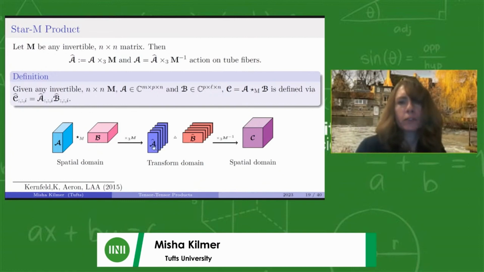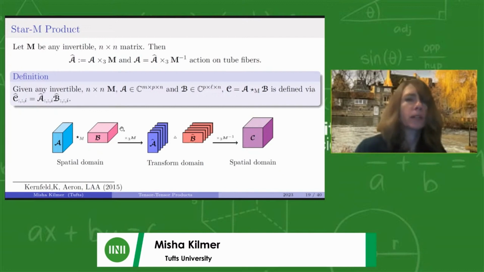A hat, the first frontal face, and B hat, the first frontal face. I do a matrix-matrix product there, and I do the same thing all the way. Those are independent. They can be done in parallel. And then the resulting tensor, call it C hat, I apply M inverse to the tube fibers, and I get back my resulting tensor script C.